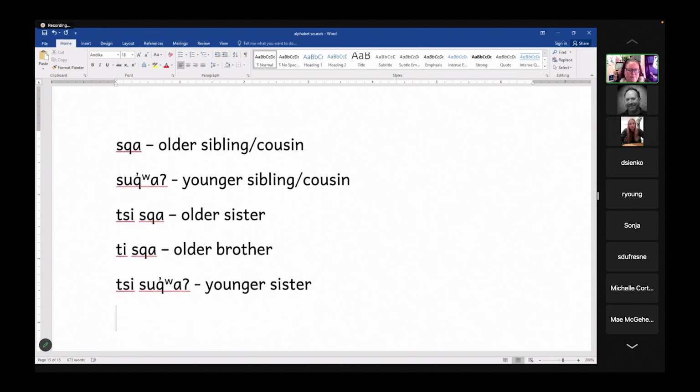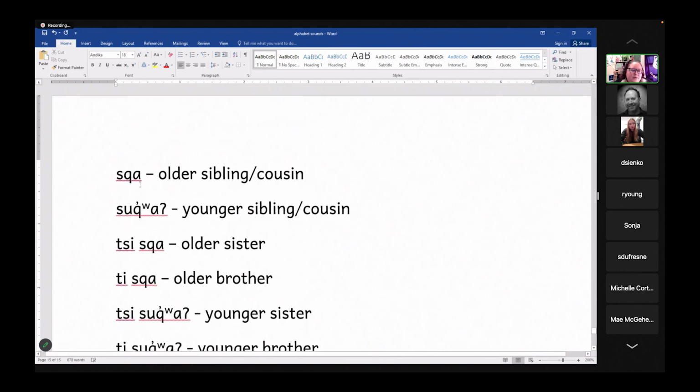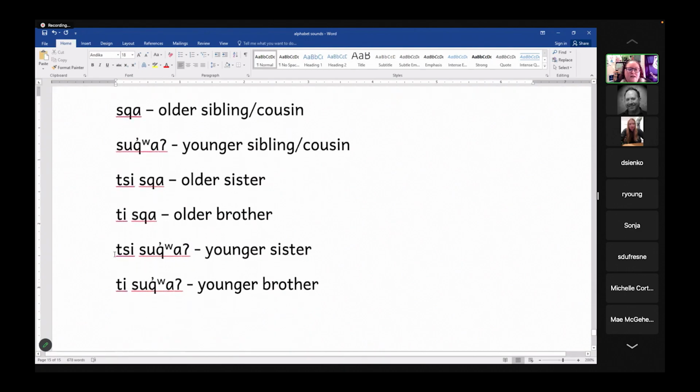And then C, so, younger sister. T, so, younger brother. So spa, so, si spa, T spa, si so, T so.